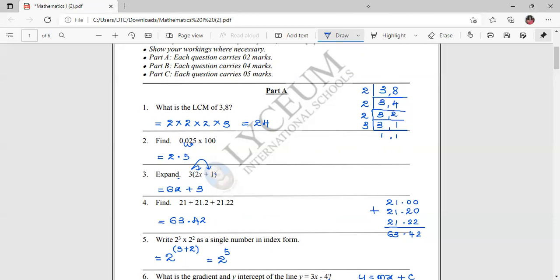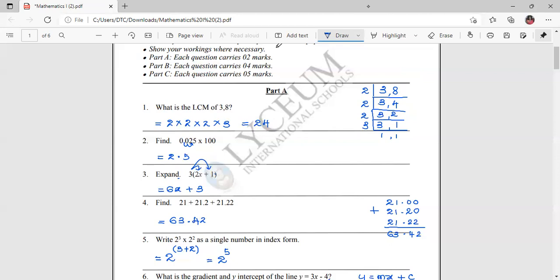You want to look at the numbers for which you have to find the LCM, and you want to start the division with the lowest possible prime number. It can be 2, 3, 5, 7. Sometimes we don't know, right? Then we multiply all the numbers: 2 times 2, 4, 4 times 2, 8, 8 times 3, 24.